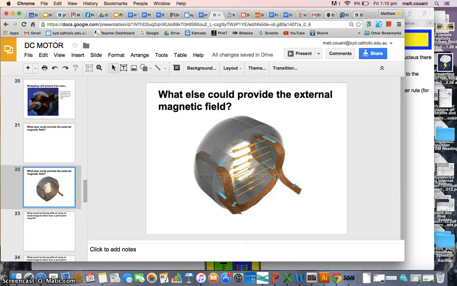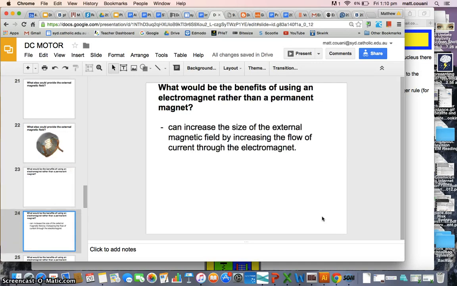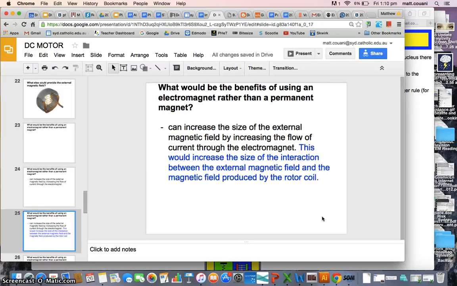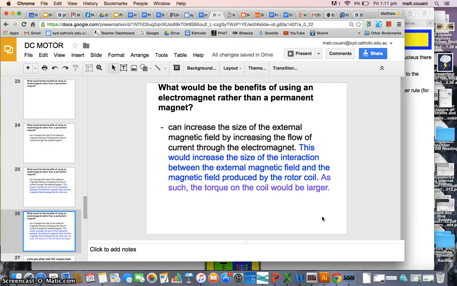Okay. Also, I could turn my motor off. I could get it to stop rotating simply by turning off the current that flows through these current carrying wires. If I turn the current off, these magnetic field lines wouldn't exist and the coil would stop rotating. So I can increase the size of the external magnetic field by increasing the flow of current through the electromagnet. This would increase the size of the interaction between the external magnetic field and the magnetic field produced by the rotor coil. As such, the torque on the coil would be larger.